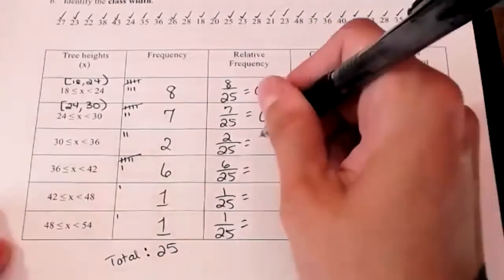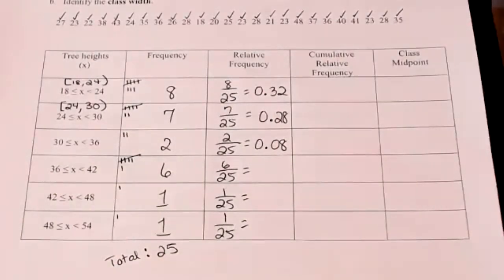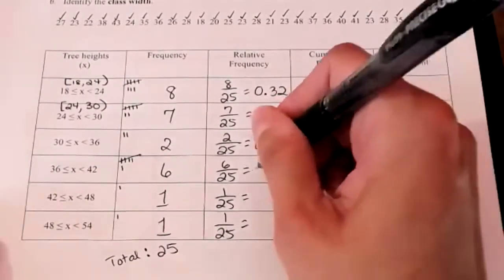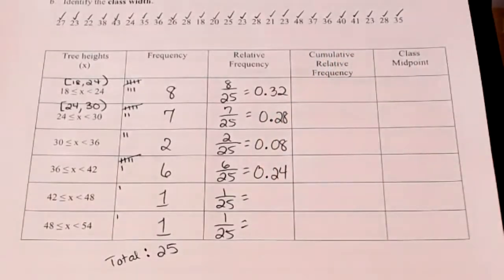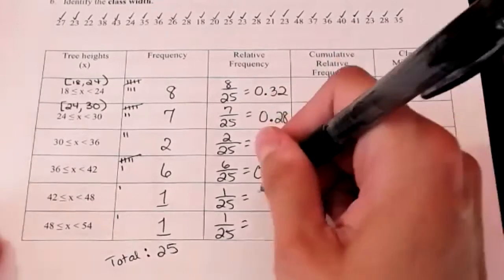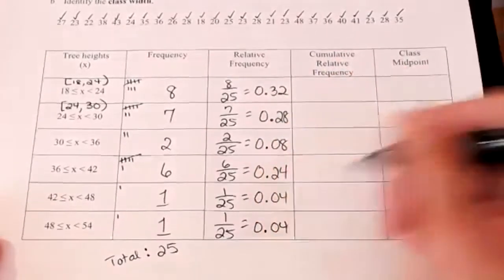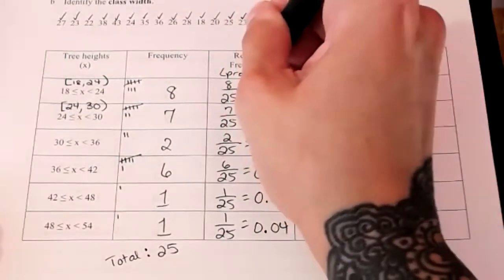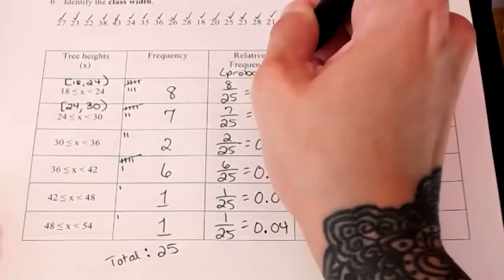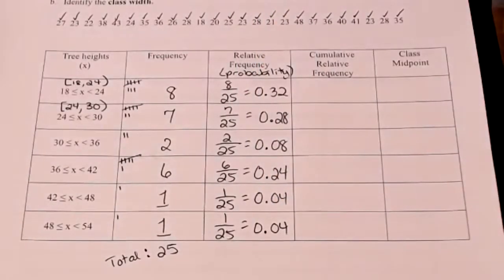0.08. Yeah, 0.08. Give me the next one. Someone else. 0.24. Beautiful. And then, of course, 1 out of 25 is? 0.04. Beautiful. And that's the same for the last one. Excellent. That's relative frequency. Think probability. What are the chances, right? What's the likelihood? Cumulative relative frequency, no big deal.